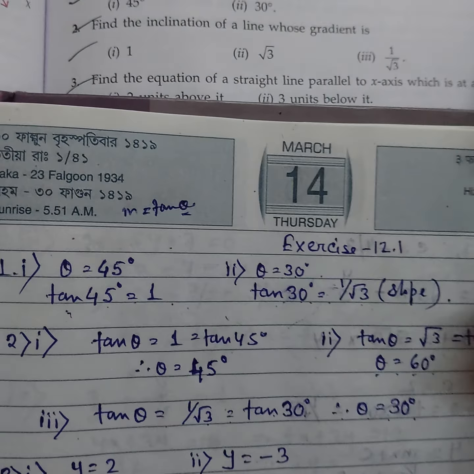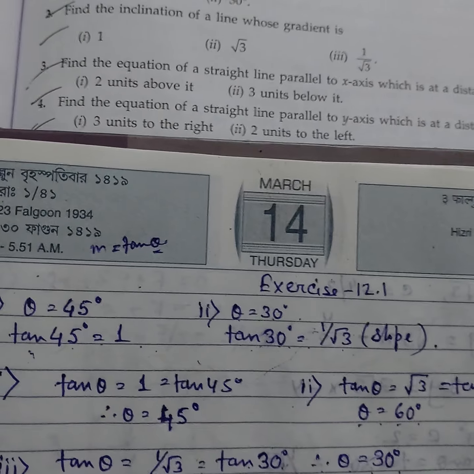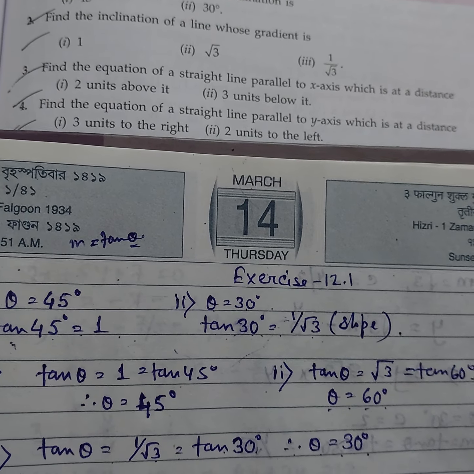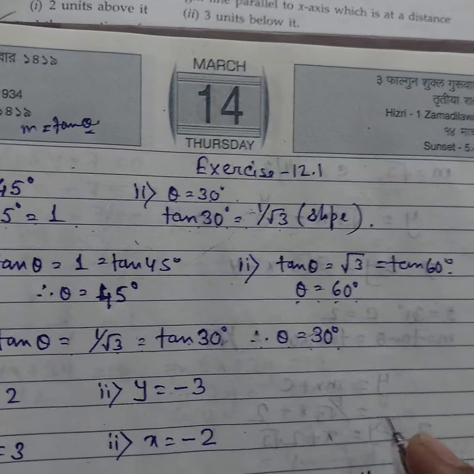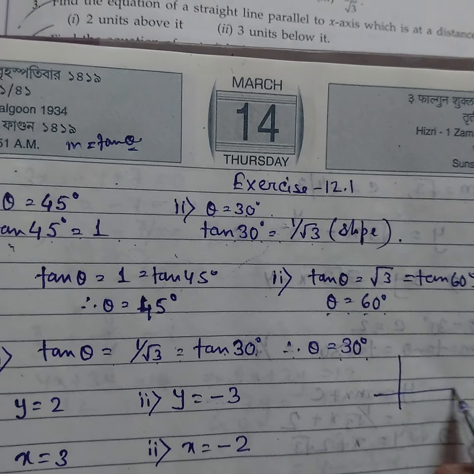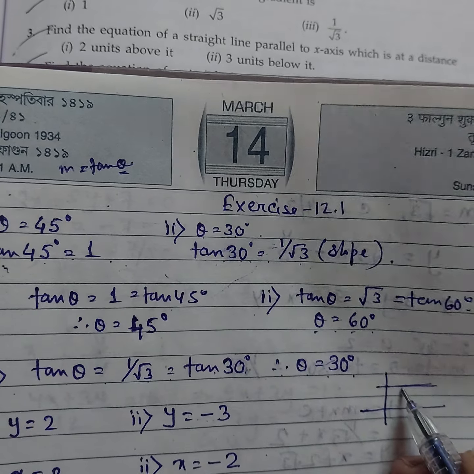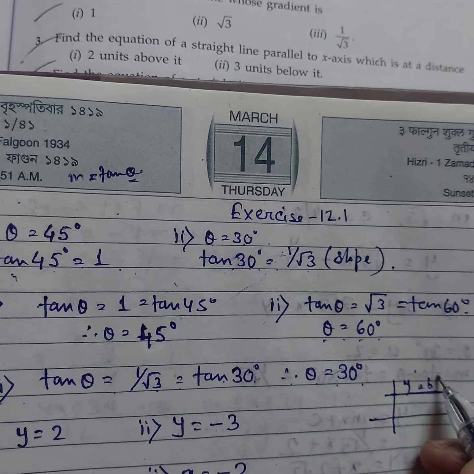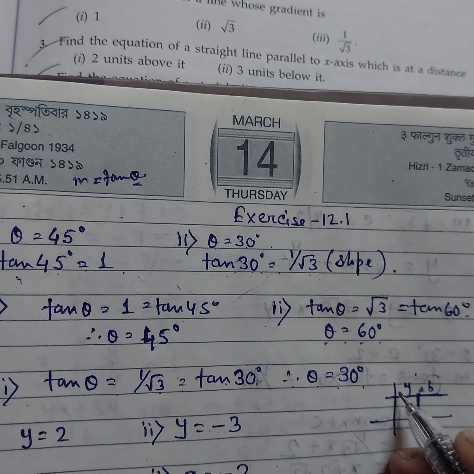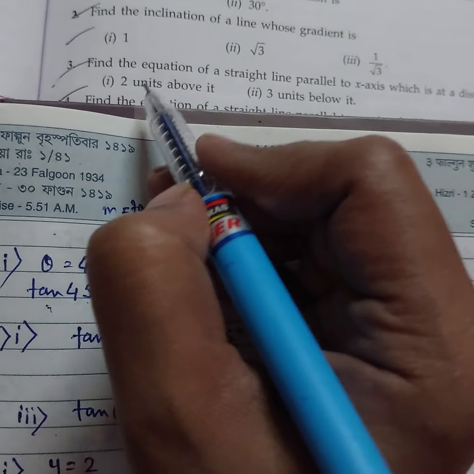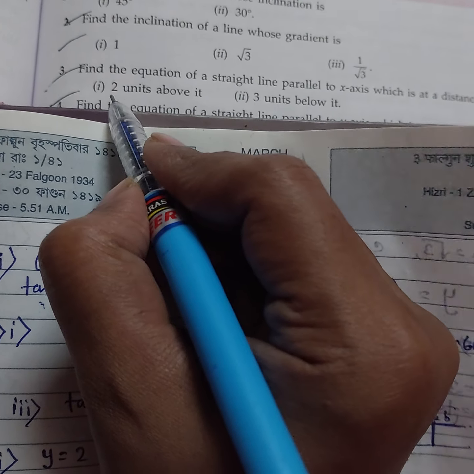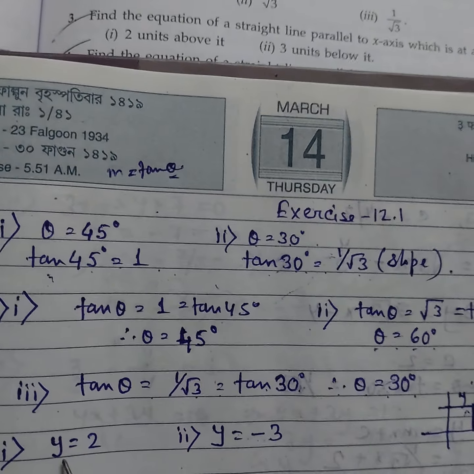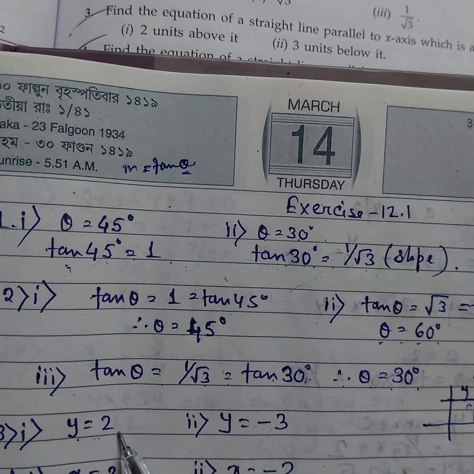Okay, now next sum is: find the equation of a straight line parallel to x-axis which is at a distance 2 units above it. Parallel to x-axis, any line's equation is y is equal to b. b will be the distance between the x-axis and the given line. Here the distance is 2 units above the x-axis, that means in positive direction. So the equation will be y is equal to 2.